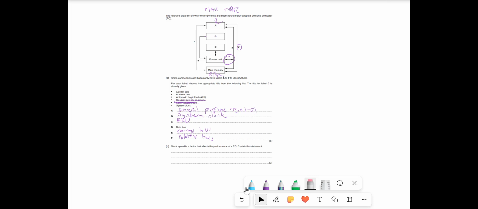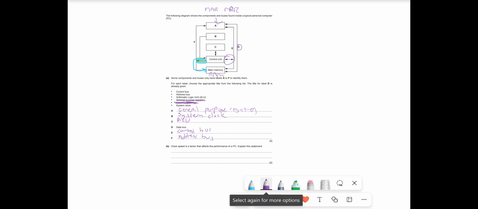And you'll notice that there's an arrow from the control unit to the address bus. That's basically sending signals for the address bus to go and fetch the next, go to the next address location in the RAM, which is why we've got this arrow here.